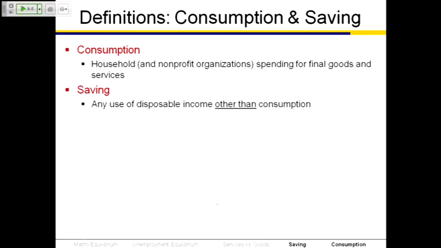Saving is any use of disposable income other than consumption. We calculate it this way: saving equals disposable income minus consumption. If in the aggregate for the economy as a whole, the amount of saving is less than zero, we say the economy is dis-saving, strange little word. And if for the economy as a whole, the total amount of saving is positive, we say that the economy is saving or there is saving. You almost never hear that word saving. It's just one of these language things that's out there to know.